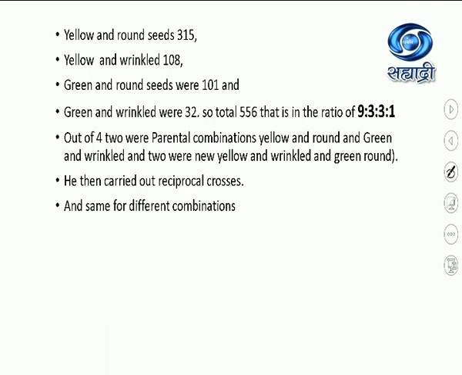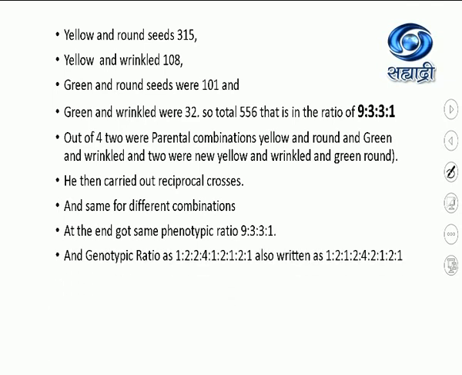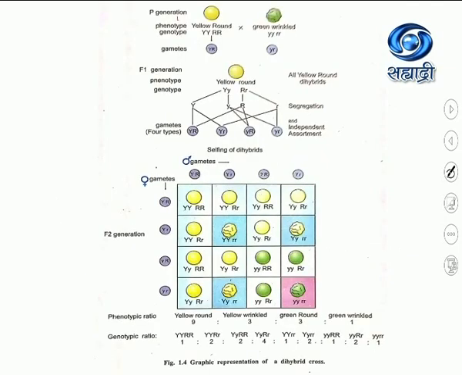He then carried out a reciprocal cross and got the same type of results. Same combination, but a reciprocal cross now. At the end he got the same phenotypic ratio 9:3:3:1, and the genotypic ratio was 1:2:1:2:4:2:1:2:1. You can also remember it as 1:2:2:4, 1:1:1:1. Or you can remember it as 1:2:1:2, 4, 2:1:2:1. Let us see how this is obtained. Let us study this carefully.